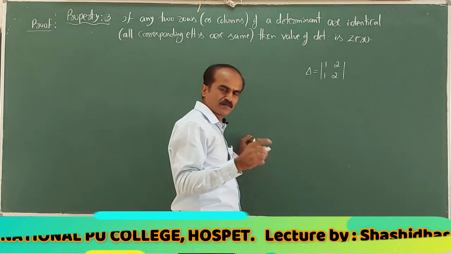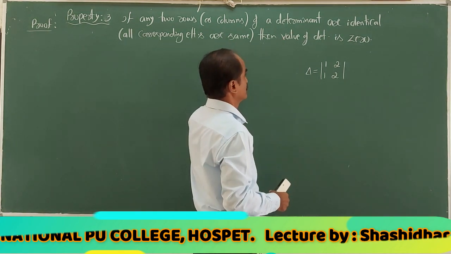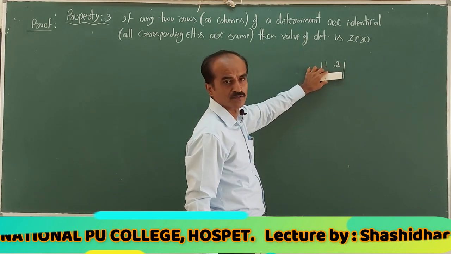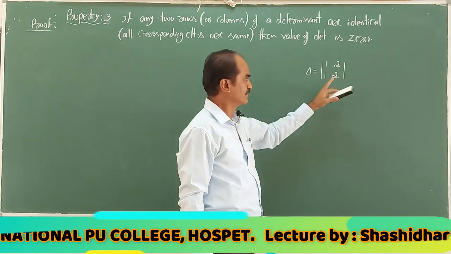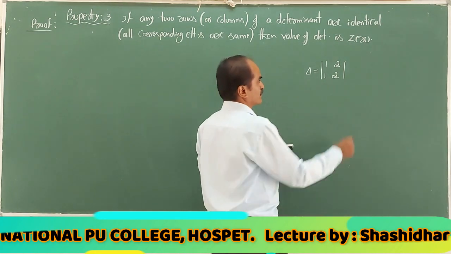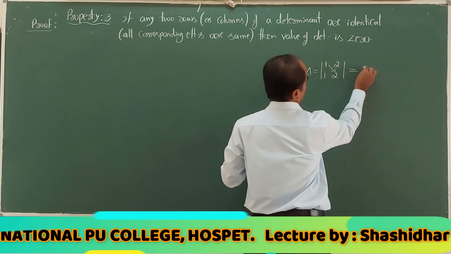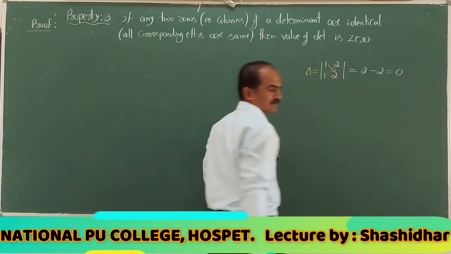I write second row elements also 1, 2, because I have to satisfy this condition. Two rows are identical now. First row 1, 2. Second row are also 1, 2. Their corresponding elements are the same. Then the value of this determinant is 0 according to the property. Yes, product of diagonal 1 into 2, 2, minus product of other diagonal, it is also 0.